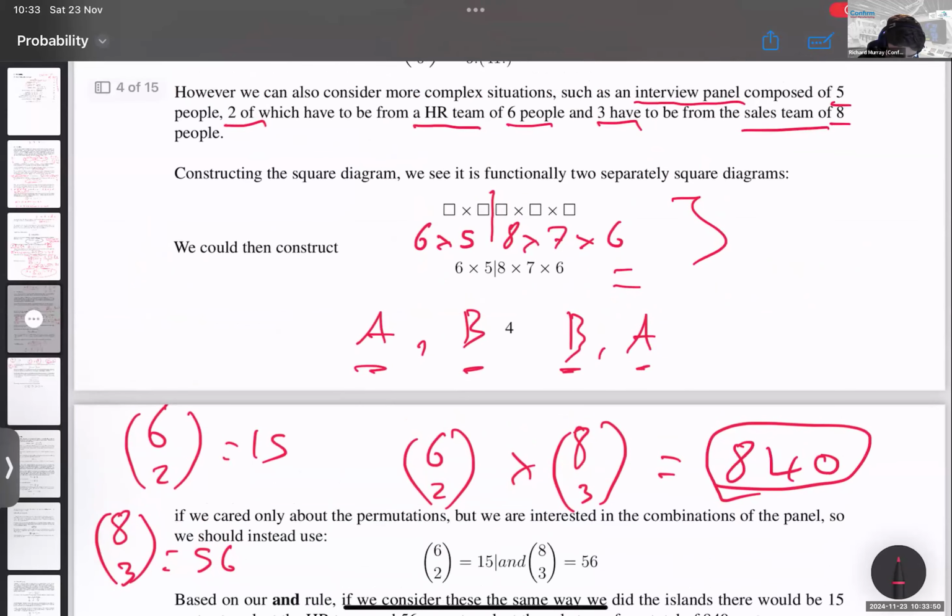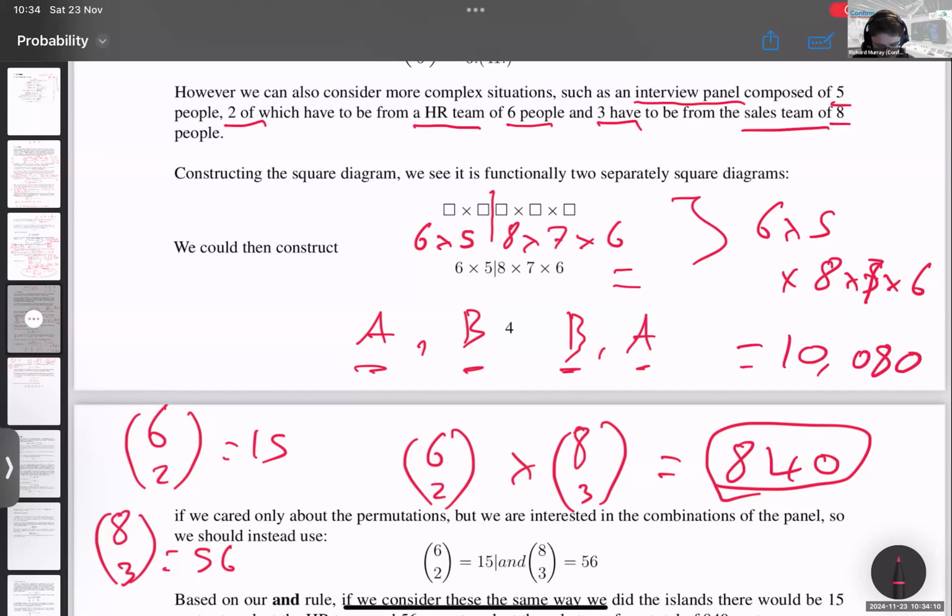And that is going to be less than what we saw over here, because we had 6 times 5 times 8 times 5, 7 times 6. So that would give us 6 times 5 times 8 times 7 times 6, which is equal to 10,080 possible ways of selecting. So we see that when we remove duplicates of our selected set, the numbers decrease dramatically in practice. So there's a lot of double counting and triple counting going on in the permutation version.